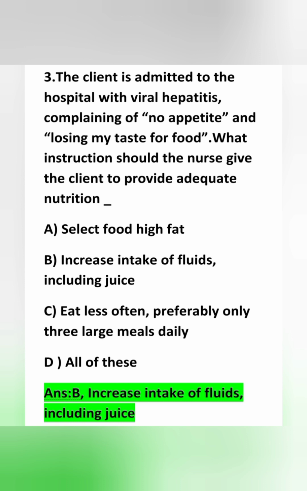We should also advise the patient to take adequate fluid intake, that is 2.5 to 3 liters per day. And we should advise nutritional juices, which are important because the patient is having an infection. Here option B is correct, increase intake of fluids including juices. That is the correct answer.